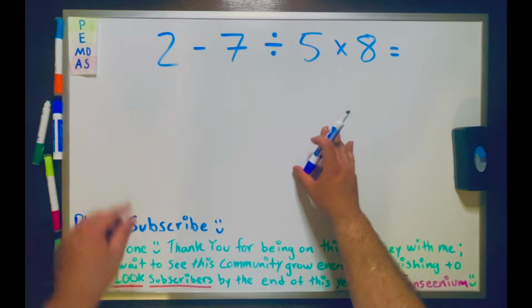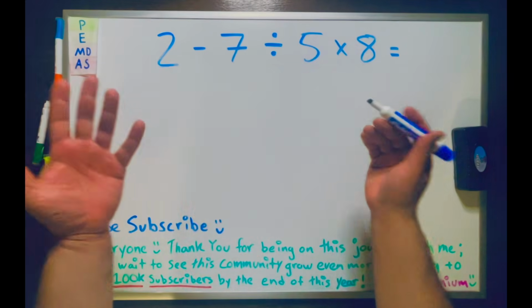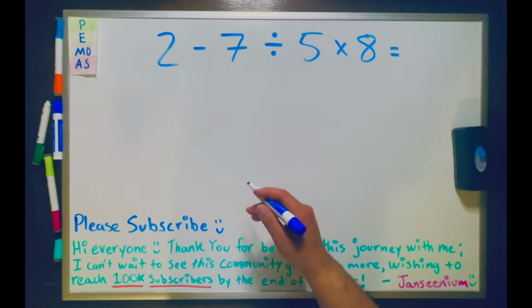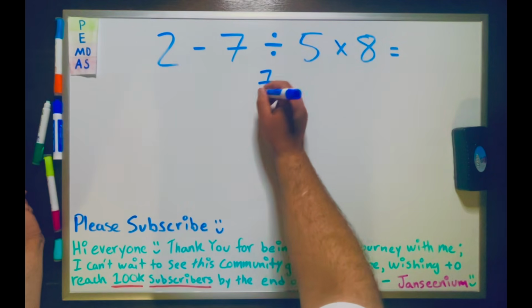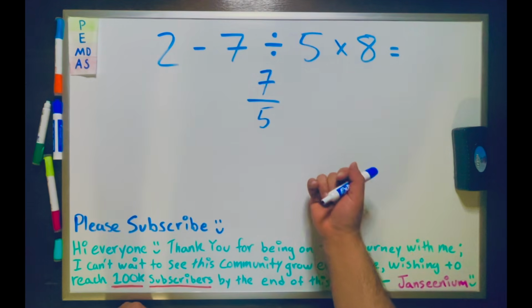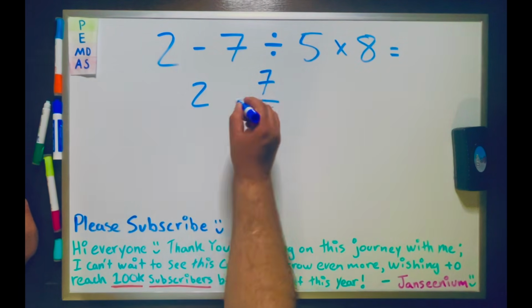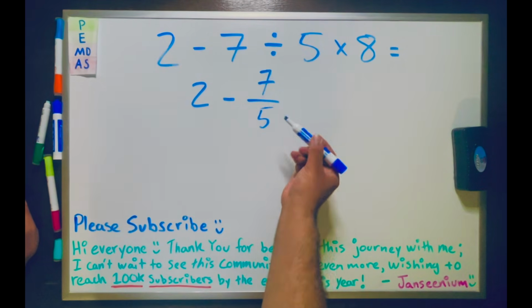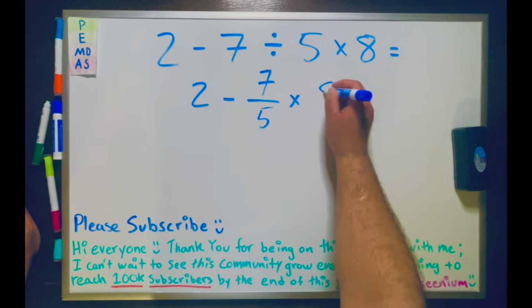Hi everyone. PEMDAS is saying that 7 divided by 5 will go first. So what is 7 divided by 5? I don't know. So I'm going to write it in a fraction form to make the math fun and easy. 7 over 5. And let's bring the others down. So we have 2 minus 7 over 5 times 8.